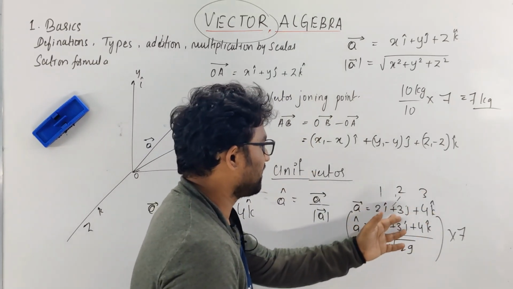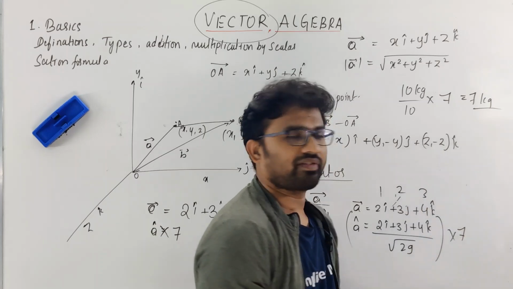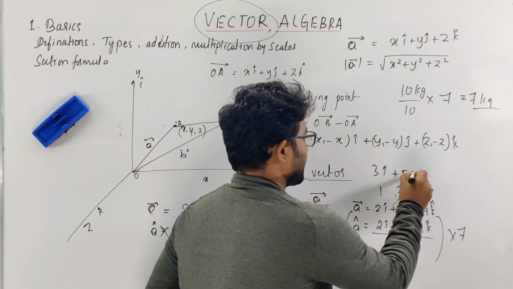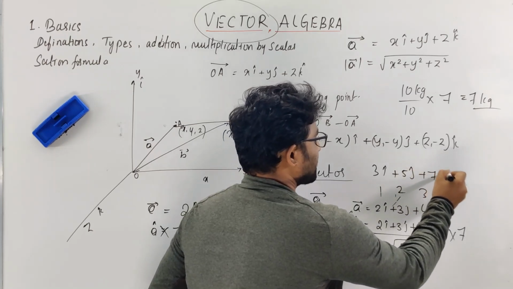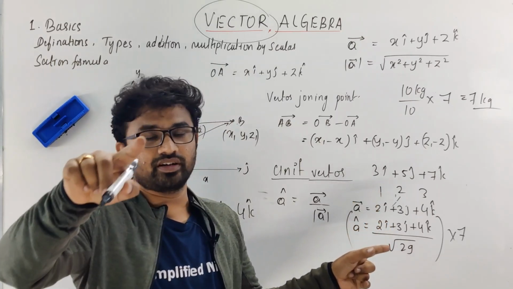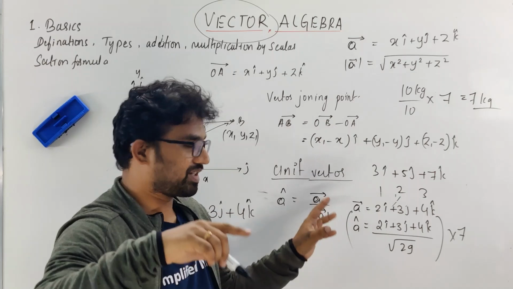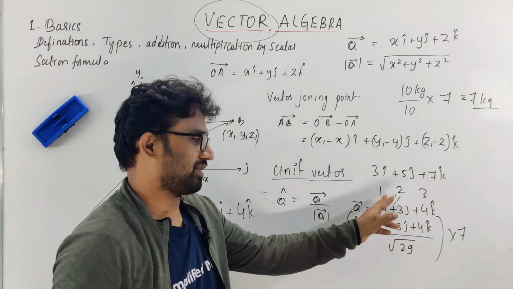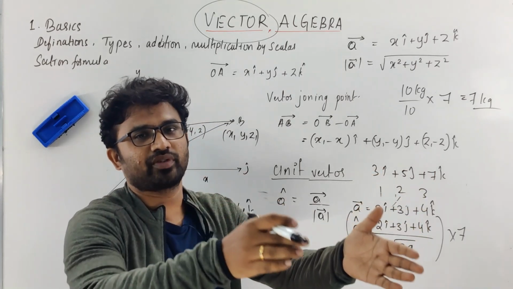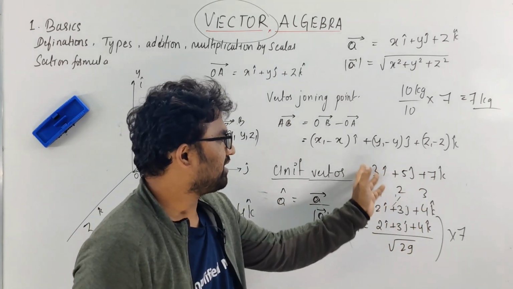2 plus 1 is 3, 3 plus 2 is 5, 4 plus 3 is 7. So you got now the answer as what? 3 i cap, 5 j cap plus 7 k cap. Now they're asking you to find a unit vector which is equal to the sum of these 2 vectors. That means you first have to find the sum, then you have to find a unit vector for that. So you're going to add ಮಾಡಿ ಇದಕ್ಕೆ unit vector find ಮಾಡಿ.